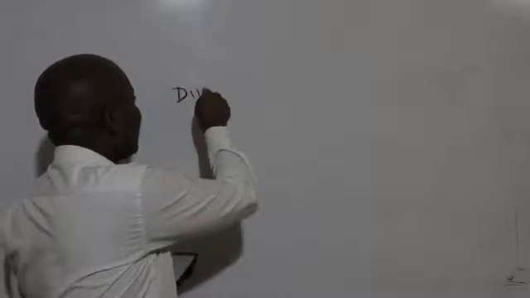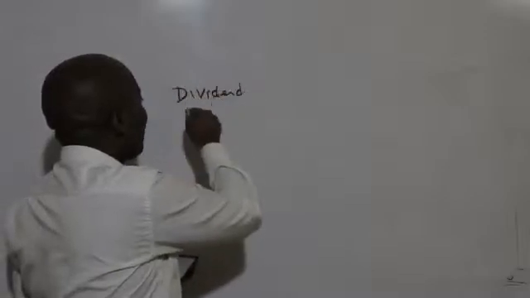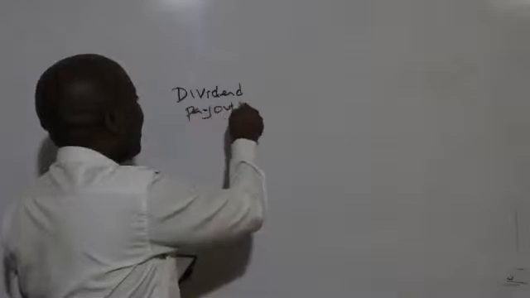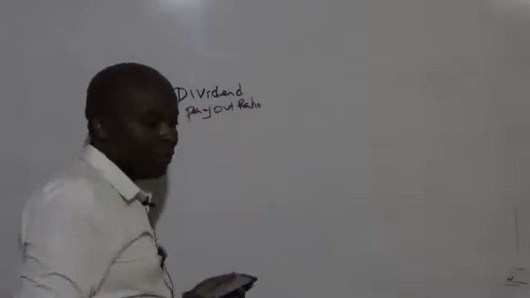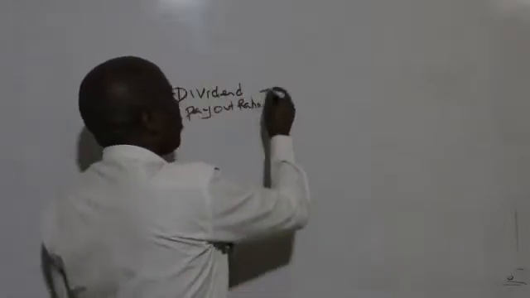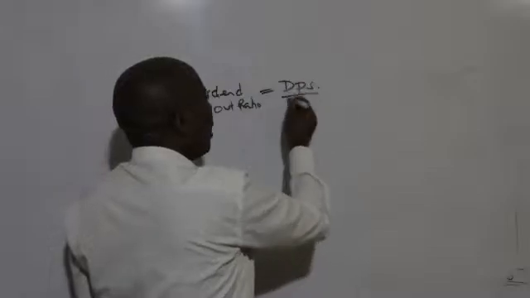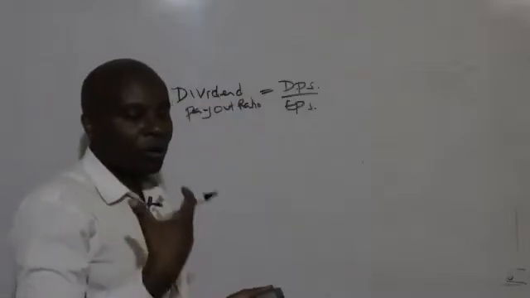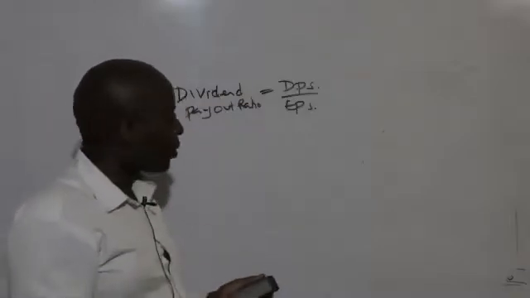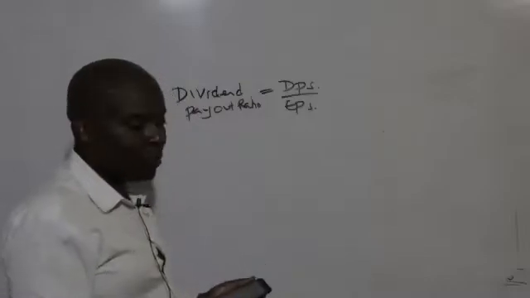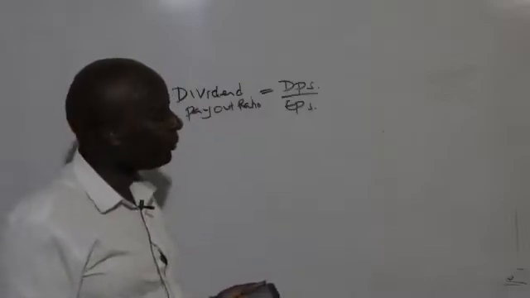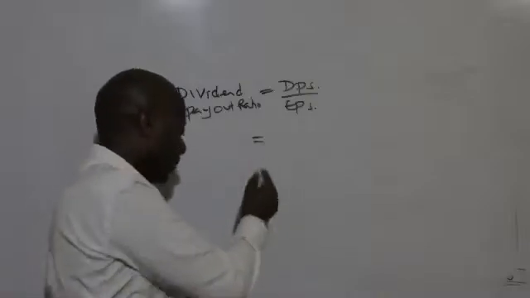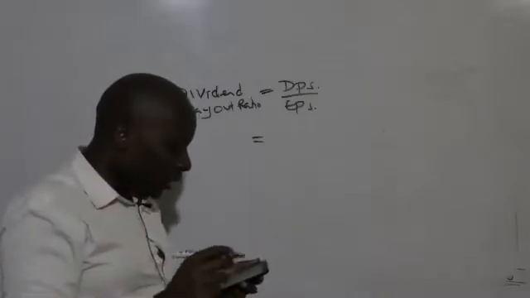Here the key thing is that I have to know how to calculate the dividend payout ratio. So dividend payout ratio, ladies and gentlemen, will be equal to dividends per share all over earnings per share. What we earn, out of whatever we earn, what are we able to pay? So I'll take dividends per share all over earnings per share.